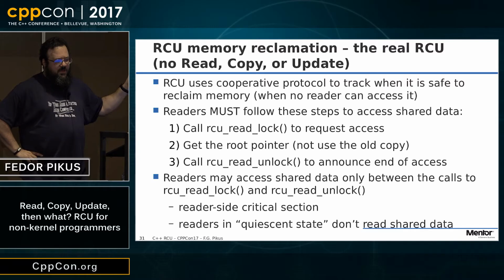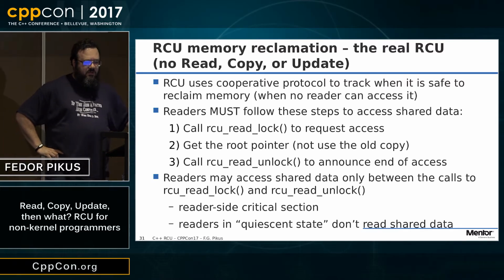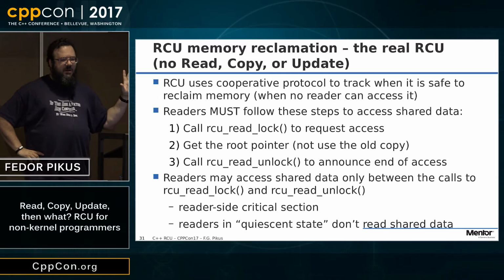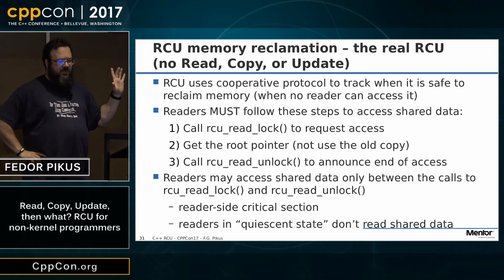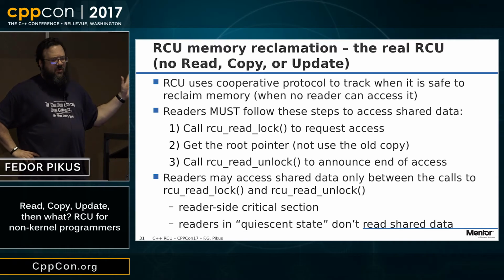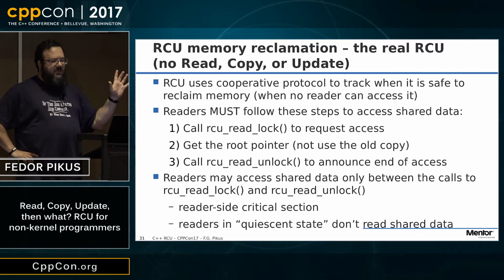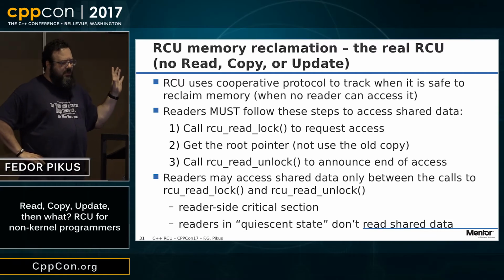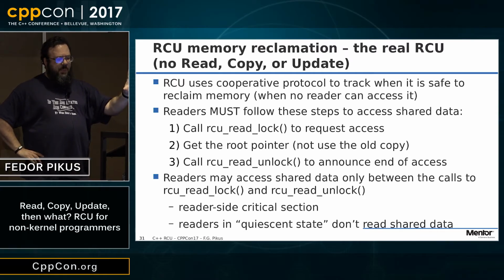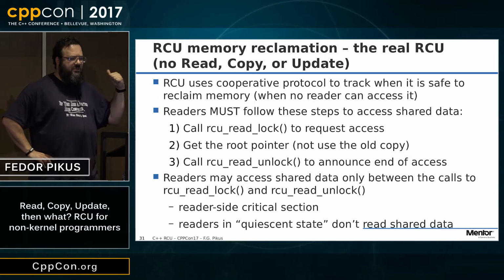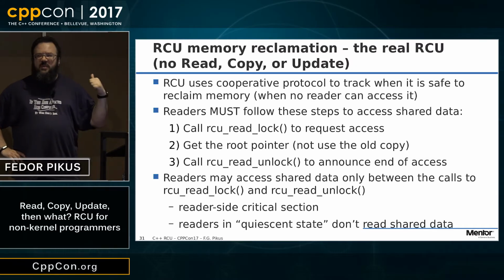Reclaiming memory has to be done using this cooperative handshake protocol. The reader must follow these steps. And that's on the reader. There is really no way to enforce it. You have to call RCU ReadLock, which is some function on your RCU system, to request access to the shared data. Either as a result of calling that function or right after, you can get this root pointer. You have to not use the old copy which you got from the previous call of RCU ReadLock. That's on you. That's the discipline that you have to commit to.